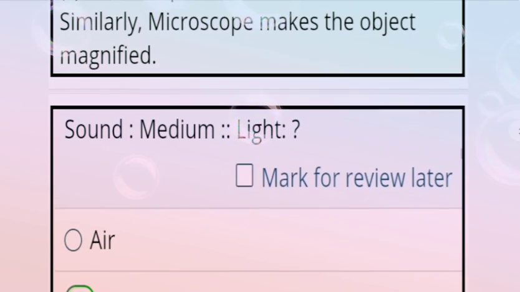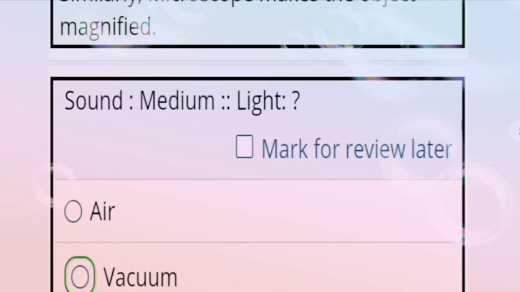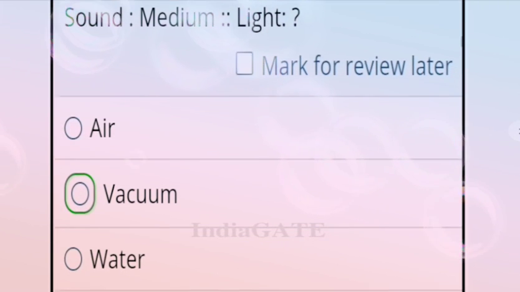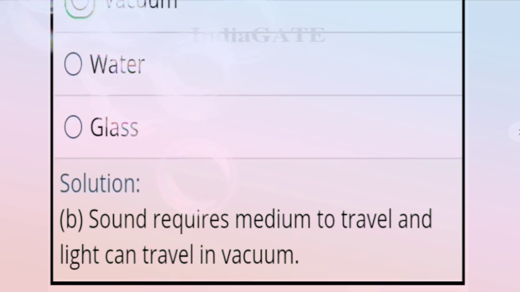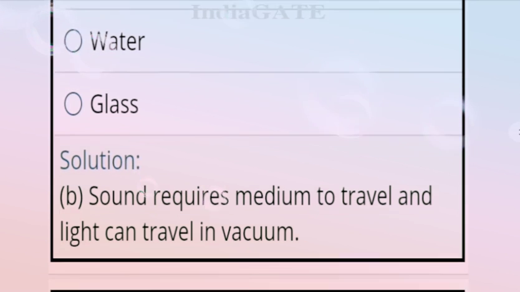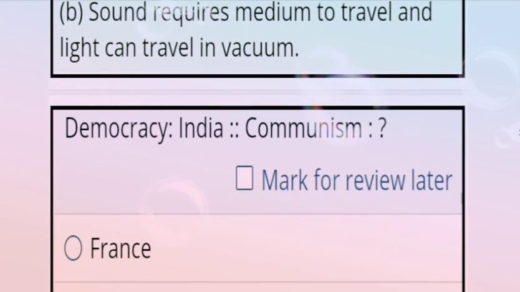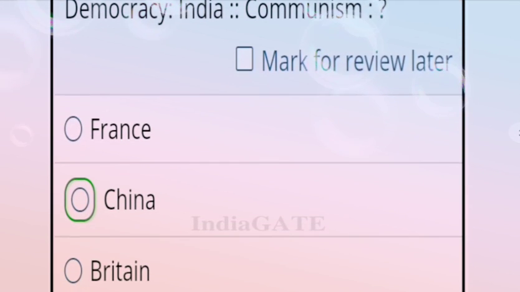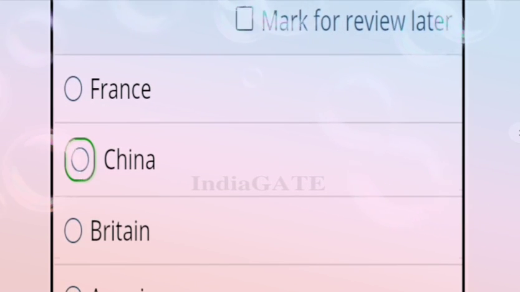Next question: sound is related to medium, so light is related to what? The correct answer is option B, vacuum, because we know that sound requires a medium to travel and light can travel in vacuum. Next question: democracy is related to India, so communism is related to which country? The correct answer is option B, that is China.